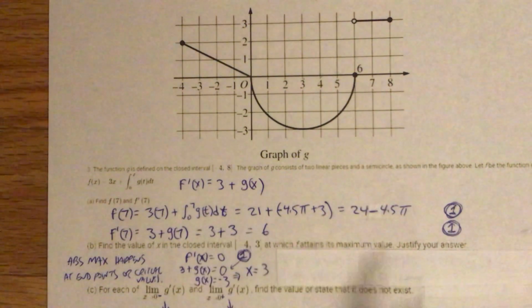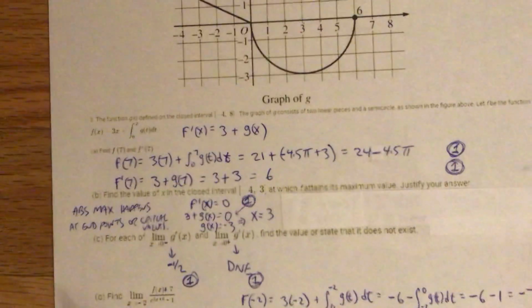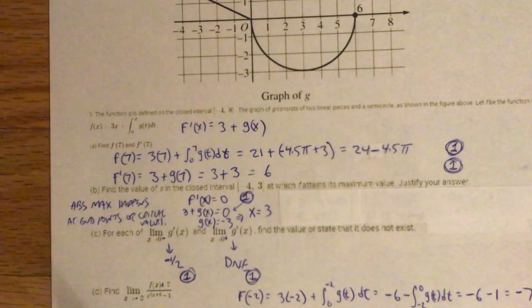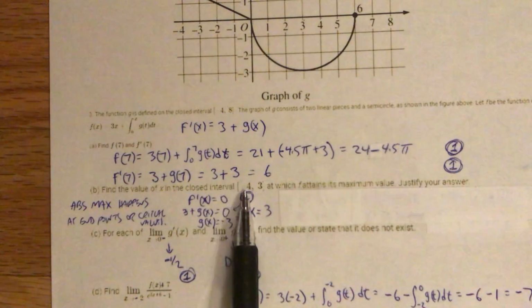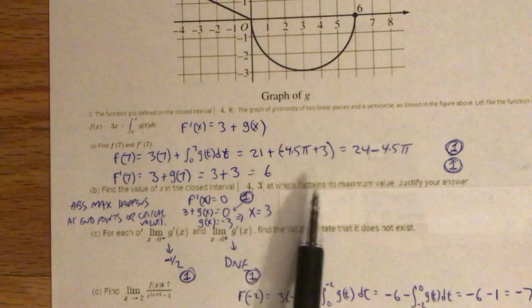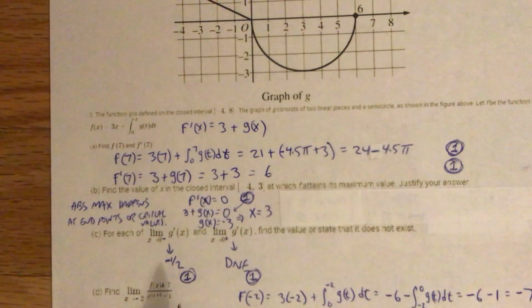3 plus 3 is 6. There's my second point. Part B then wants us to find, on this closed interval from -4 to 3, where f attains a maximum value.